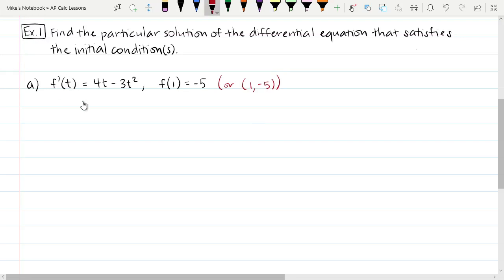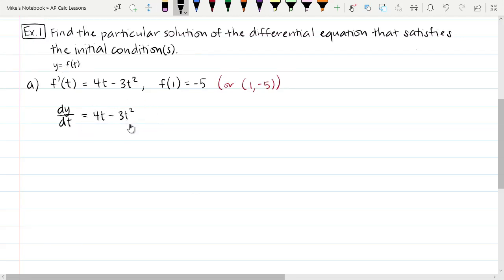So this is f prime of t. I'm going to go ahead and rewrite this though. This is actually going to be df dt. And it really doesn't matter what letters you use. You can change it to a dy dt if you would like. In fact, let's do that just so it's a little more familiar. So dy dt. I'm really saying that y is f of t. So dy dt equals 4t minus 3t squared.